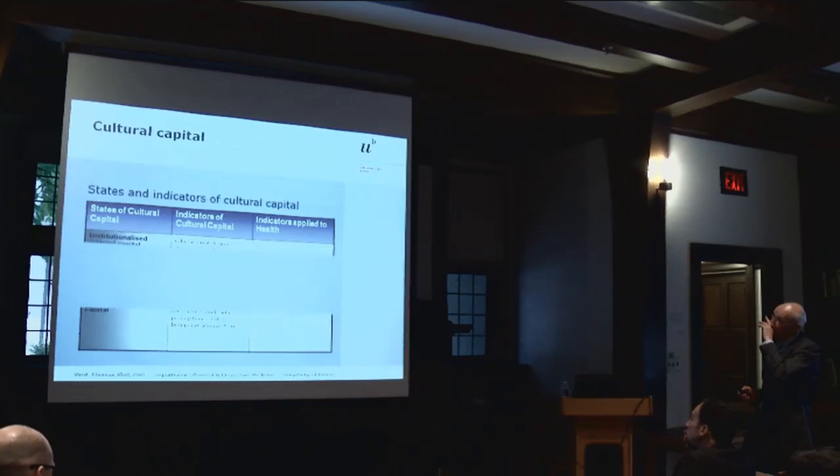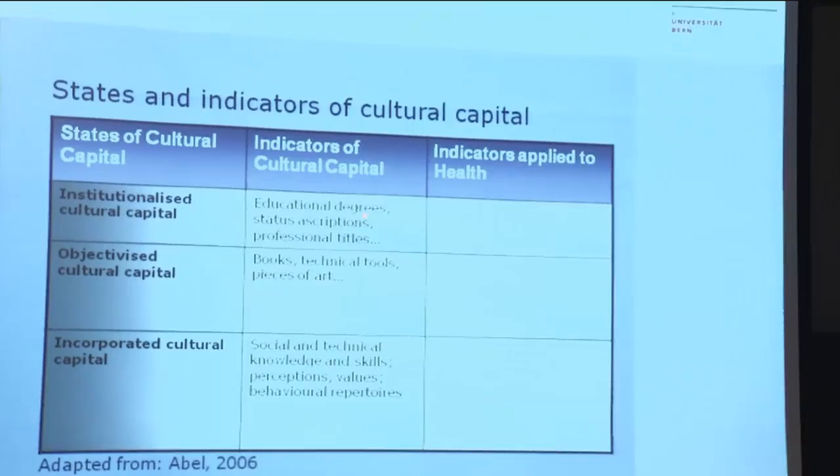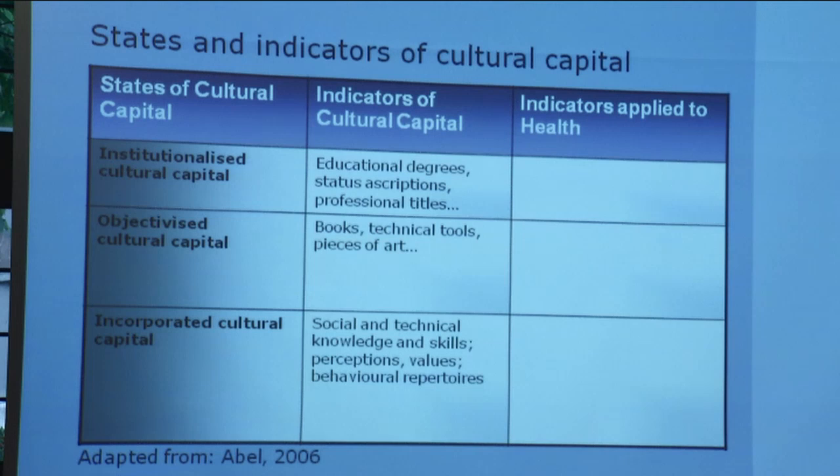Now, when we look at the three states of culture, institutionalized cultural capital has indicators like educational degrees, status descriptions, and professional titles. Objectified cultural capital includes books and technical pieces of art. And we can talk about which of those are actually relevant for health. Incorporated cultural capital covers social and technical knowledge, skills, actions, values, and repertoire.